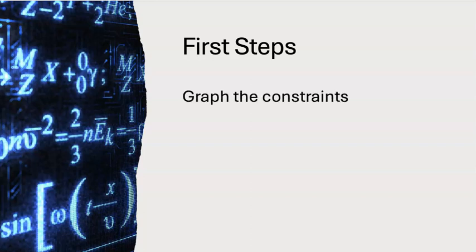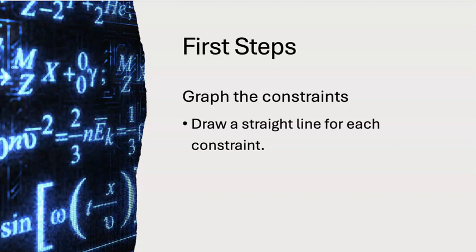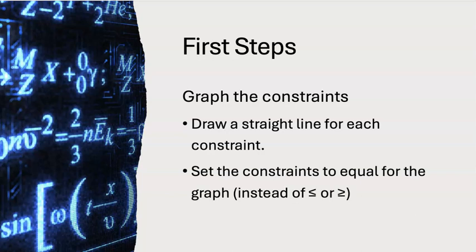First step: graph the constraints. We always start with the constraints, and by graphing them, what we'll be doing is drawing a straight line for each constraint. Remember, it's a linear programming model, so linear means straight line graphs. The other thing we'll do is set each constraint to equal instead of the traditional less than or equal or greater than or equal. So we're changing them from inequalities to regular equations, with an equal sign.